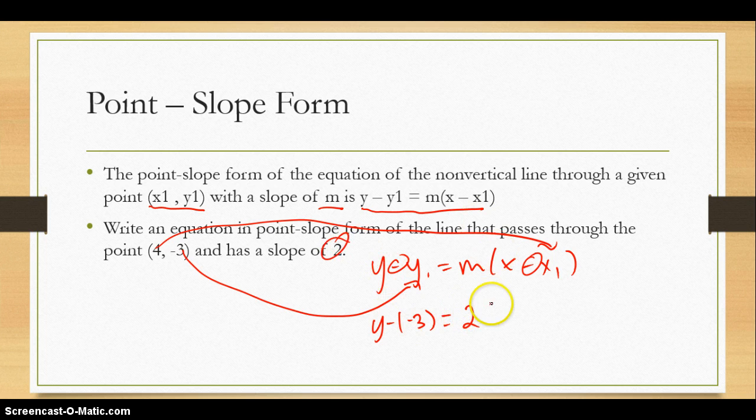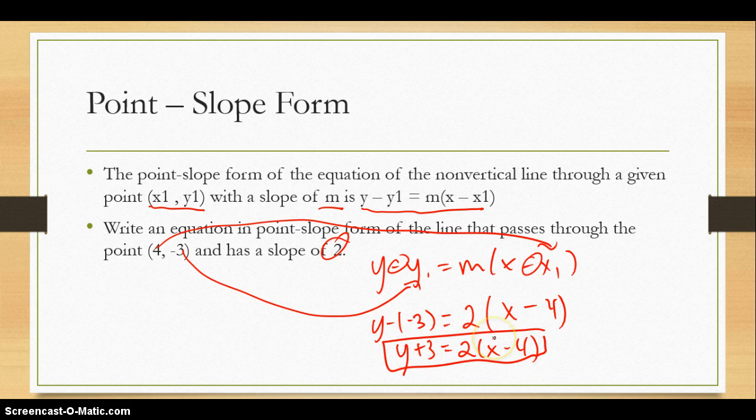equals m, which is 2 right here, times (x minus 4). Now I want you to rewrite this. This is why I'd put it in parentheses right here. So y plus 3 equals 2(x minus 4). So this equation now is written in point slope form.